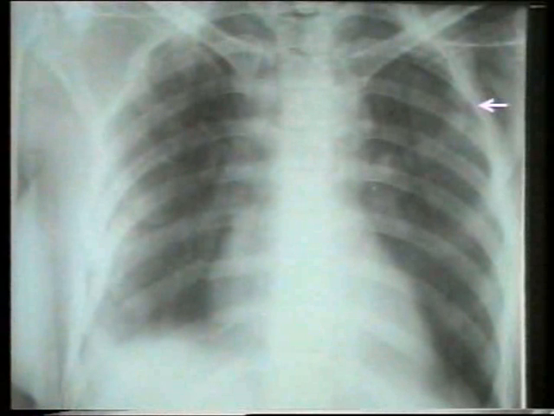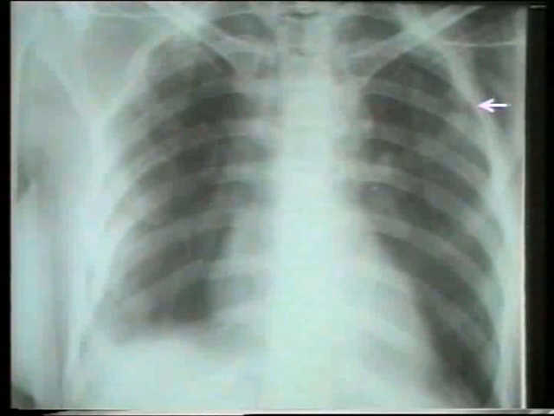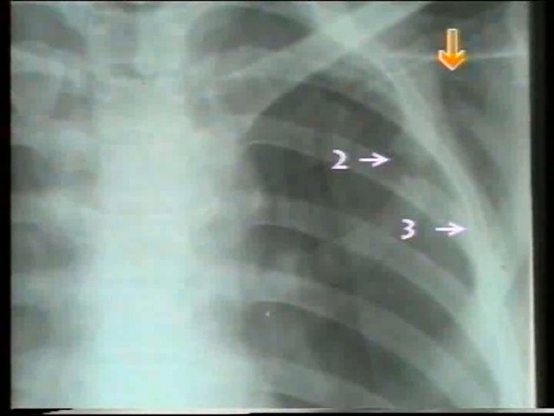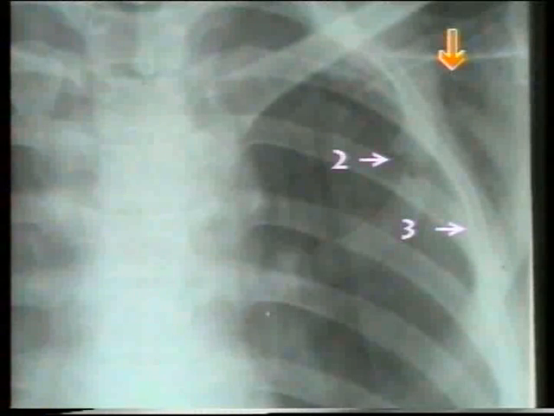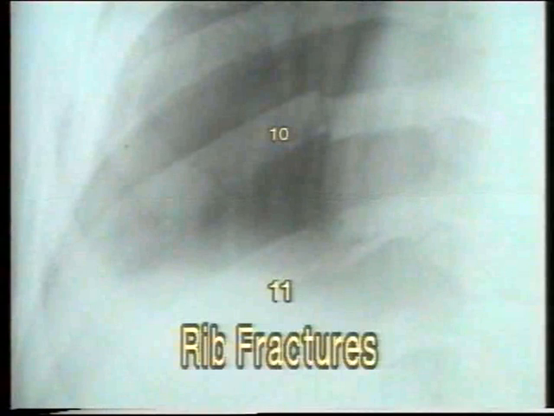When a rib fracture is suspected, each rib should be individually traced from its posterior end to the costochondral junction anteriorly. Any break in continuity of its border should be studied with suspicion. Here, the second and third ribs are fractured, and you can see subcutaneous emphysema or air in the subcutaneous tissues over the chest wall shown by the vertical arrow. This X-ray shows fractures of the 10th and 11th ribs on the right side.